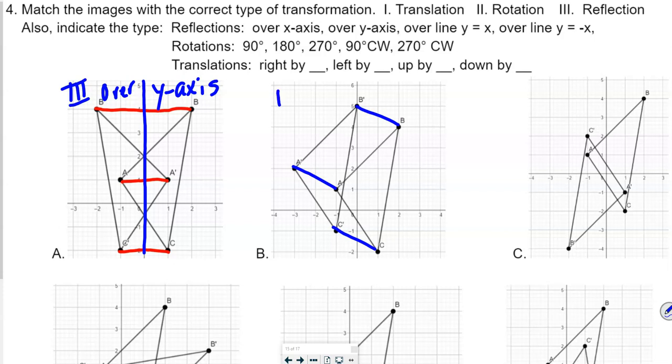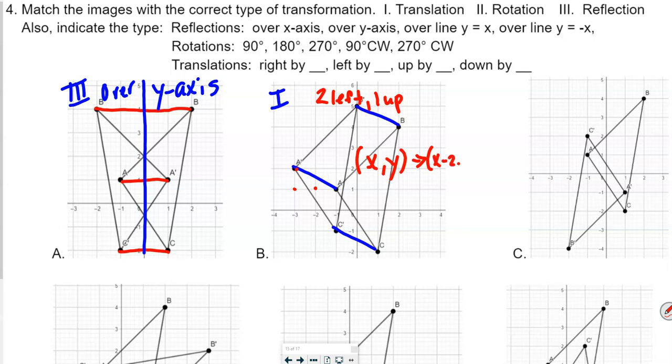Okay, so we're going to say this is a 1, a translation by what? So let's just go from A to A prime, okay? We're going to go left, right first. So if we go from A to A prime, we're going 1, 2 left, and 1 up, right? Now let's also write that as a vector and as a rule. So x, y becomes what?